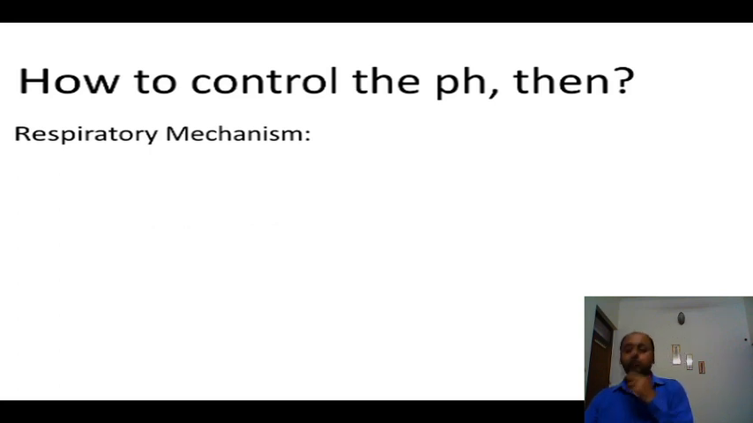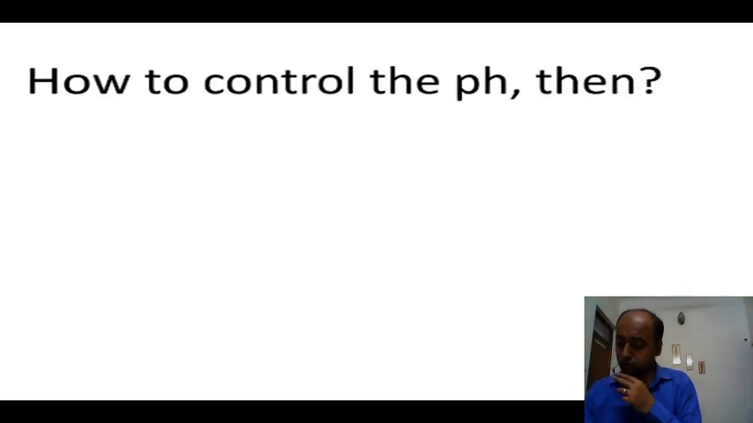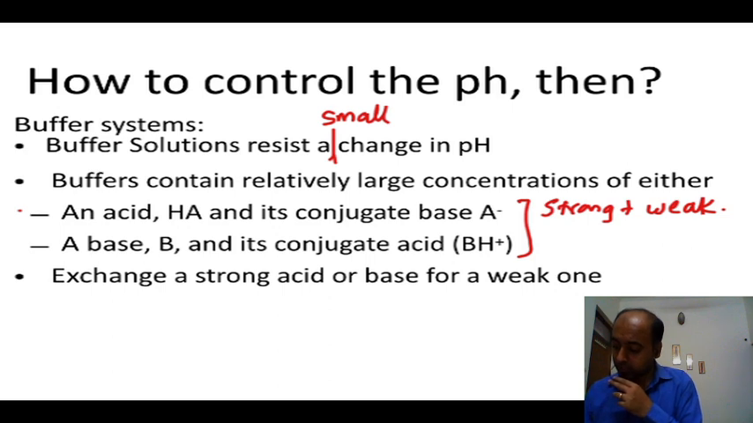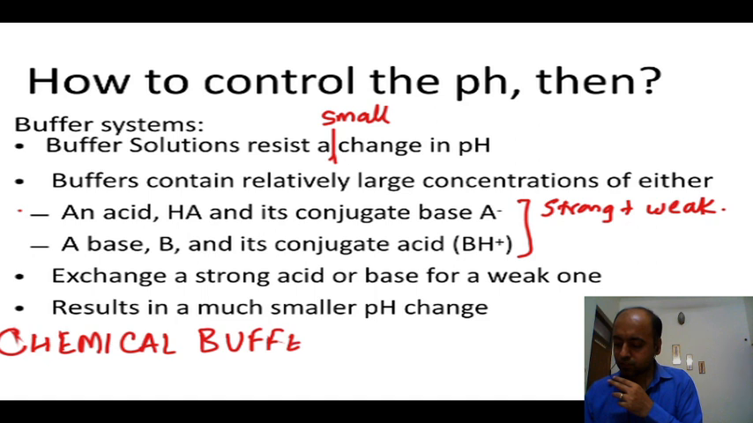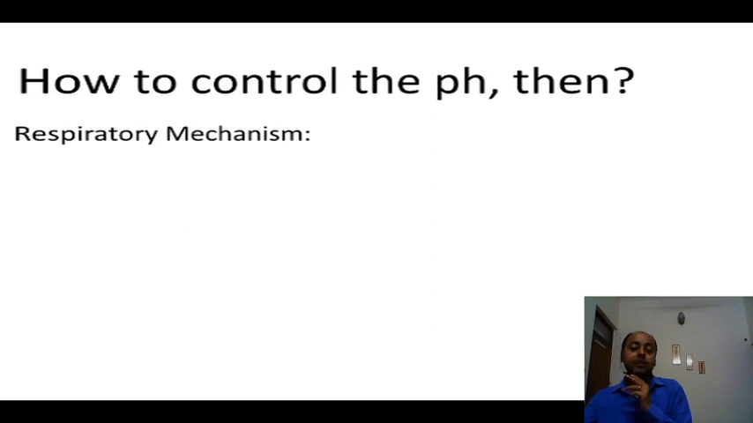In addition, we have some other mechanisms. This buffering system that I told you about, they are chemical buffers. We'll see which are the chemical buffers which are available to help us to counter the change in pH. In addition to the chemical buffers, we also have the respiratory mechanism. Now the respiratory mechanism is very important.